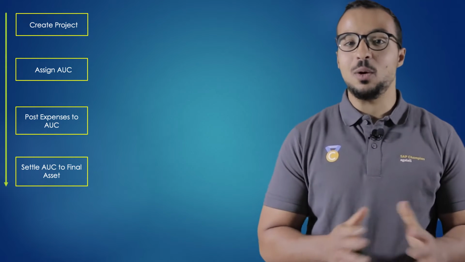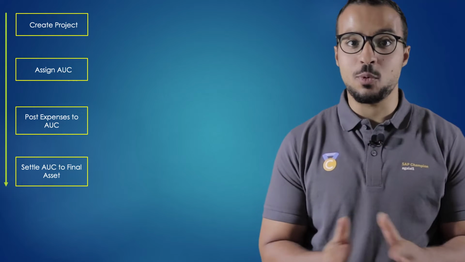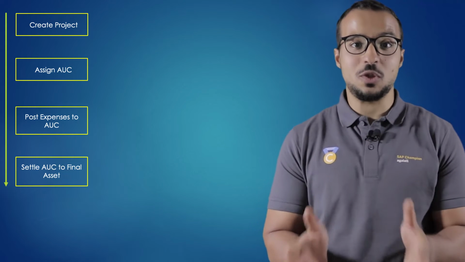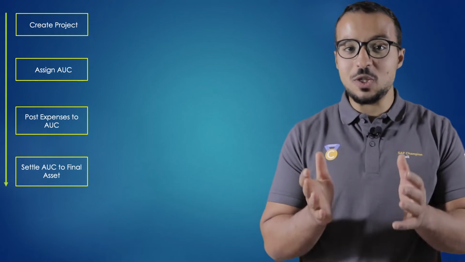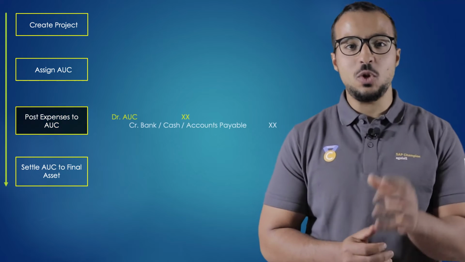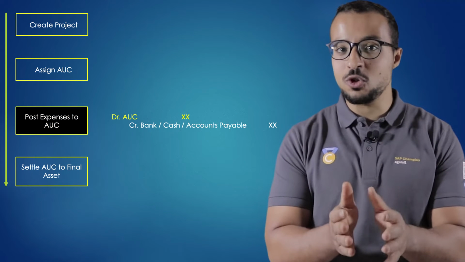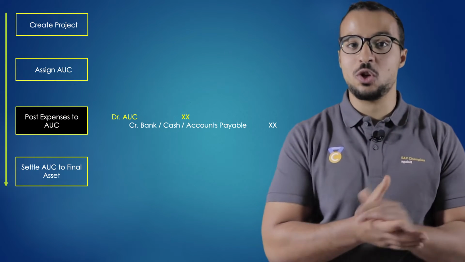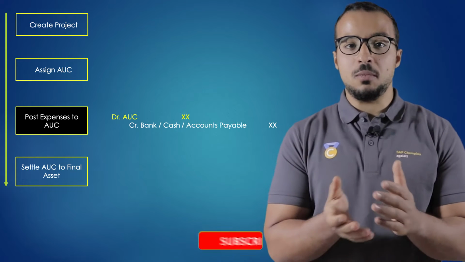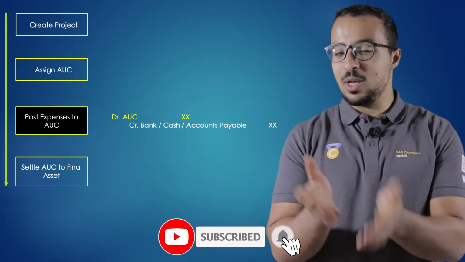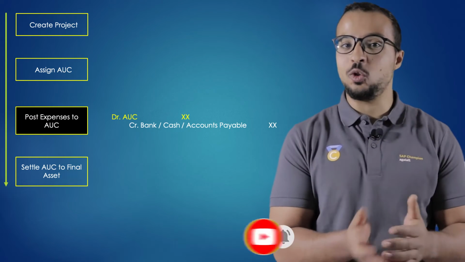Now let's look into the most important thing in any project, analyzing the money that we spent. We want to know why we spent this amount of money. And we just said that whatever we spend on the project, we have to post to the asset under construction account. So the financial entry would be a debit to asset under construction and a credit to bank or cash.